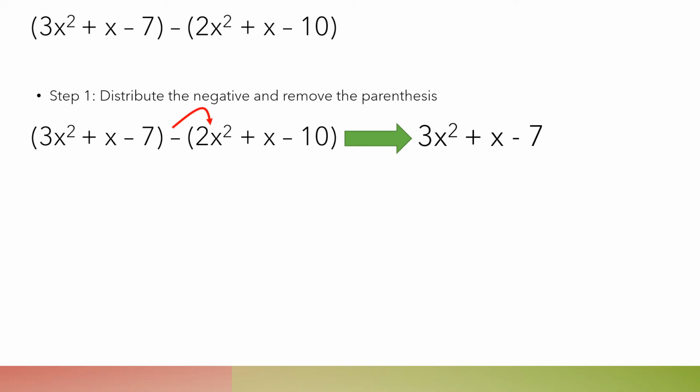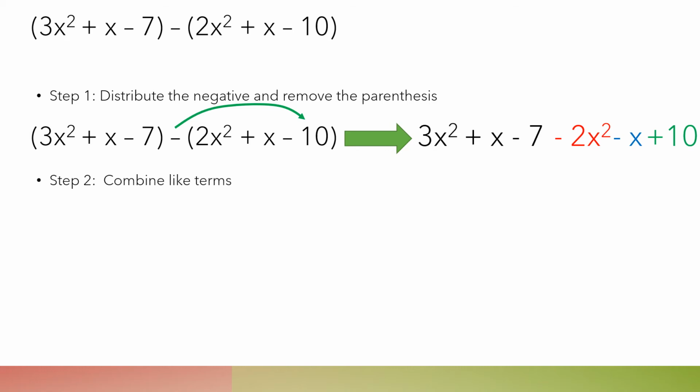So I'm going to take the negative sign and distribute it to the 2x squared, and I'll get negative 2x squared. I'll then take the negative and distribute it to the x, and I'll get negative x. And I'll distribute the negative to the negative 10. And if you remember, a negative times a negative is a positive, so that will give me a positive 10. From here on in, it's exactly now like adding a polynomial.